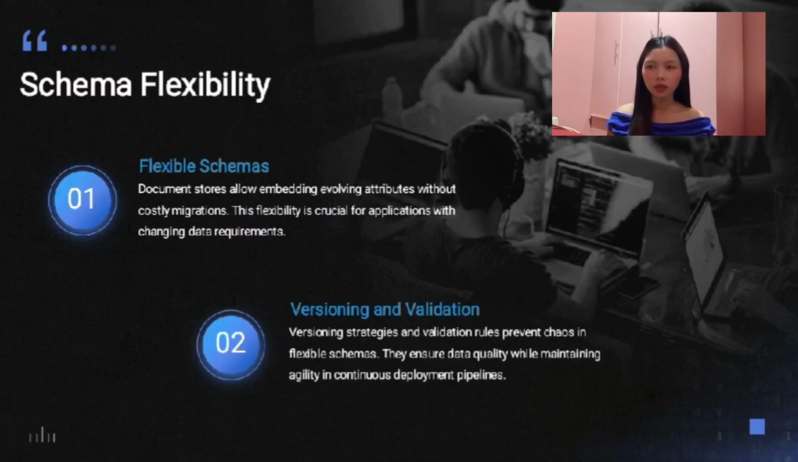Flexible schema means the database structure can change easily. You can add new fields or data types anytime without breaking things. For example, a user profile starts with your name and email. Later, you add a profile picture or hobbies. No need to rebuild the whole database.